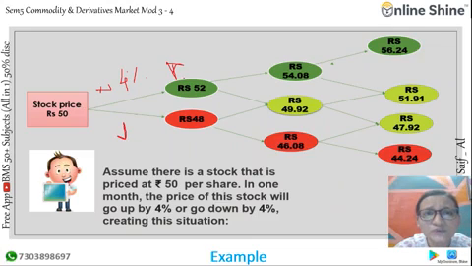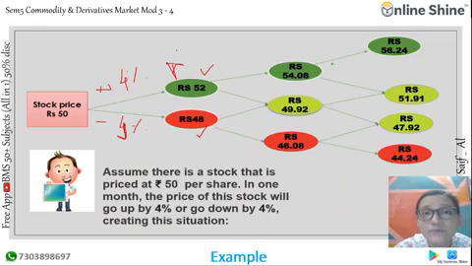So 50 plus 4%, that is 52 rupees. And 50 minus 4% goes down. It means 2 rupees, so it will be 48. If it goes upwards, it is 52. If it goes down, it is 48 rupees.